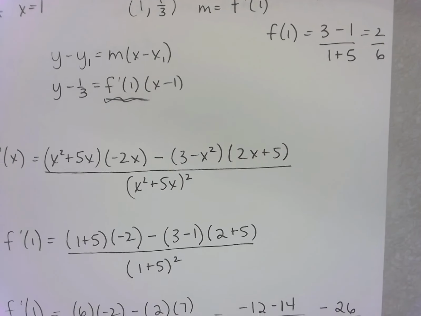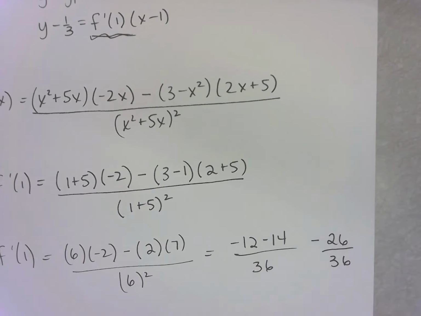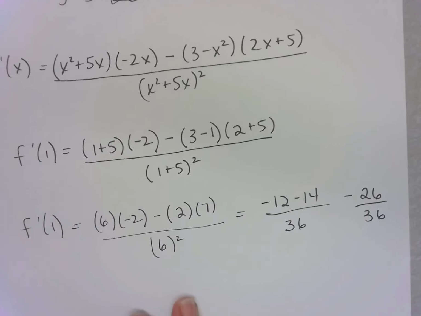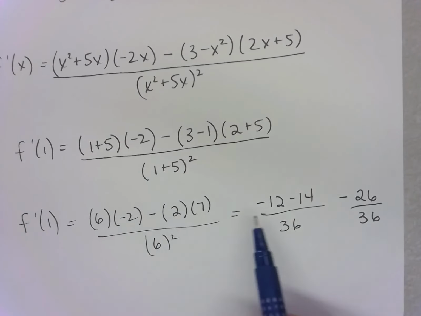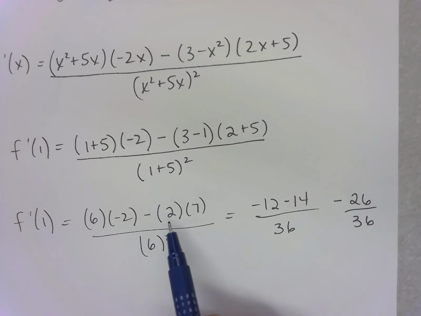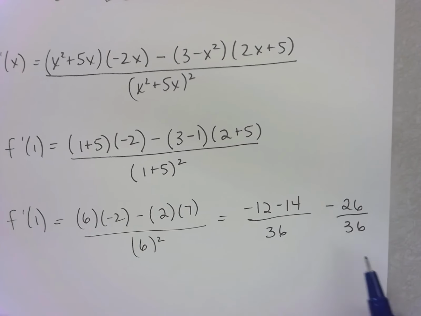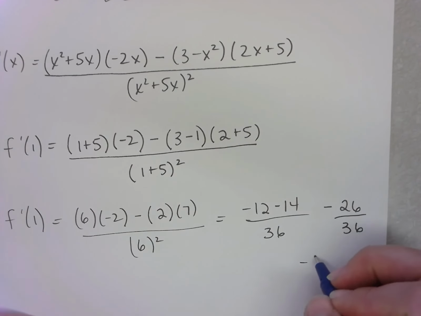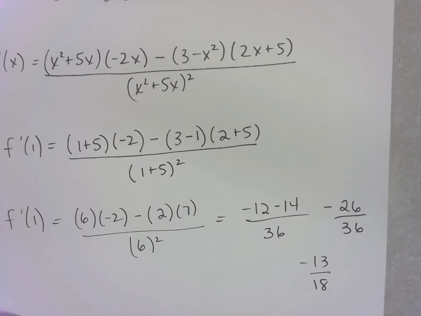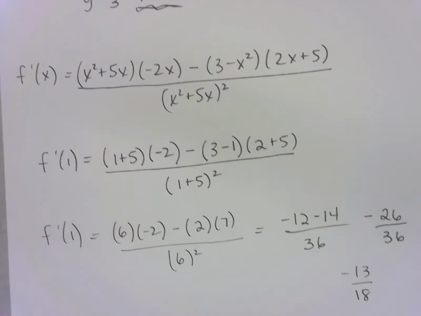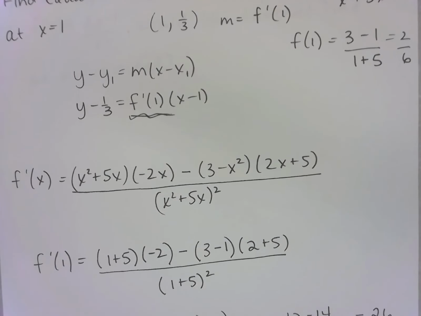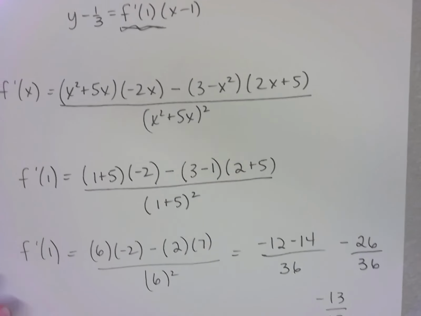Okay, so I'm just having 6 times negative 2, that gives me negative 12, minus 2 times 7, which is 14, over 6 squared, which is 36. So I have negative 26 over 36, which means I have negative 13 over 18. And all I have to do, it doesn't matter if it's a fraction, I'm just popping it back in here. That's my f prime of 1, negative 13 over 18.